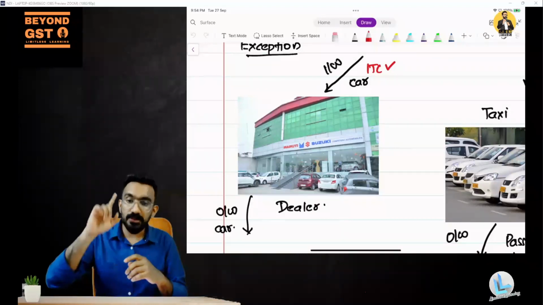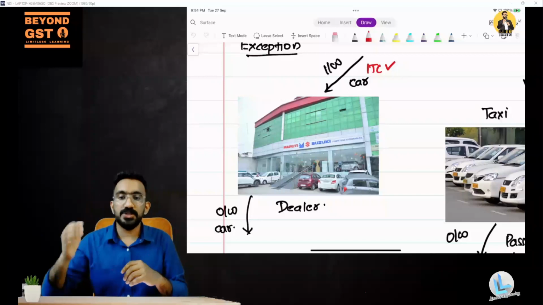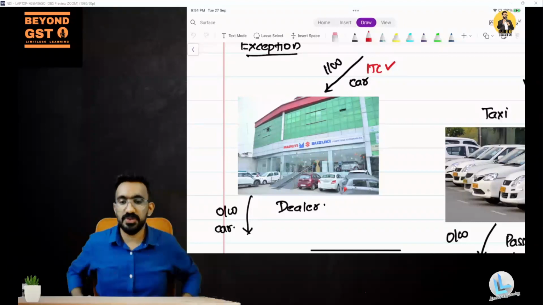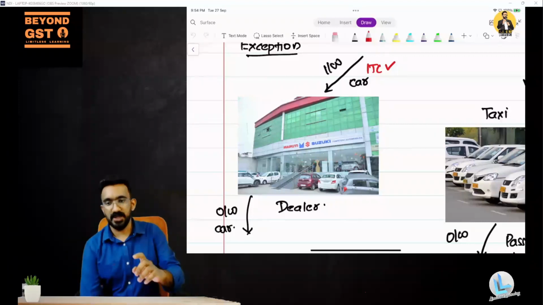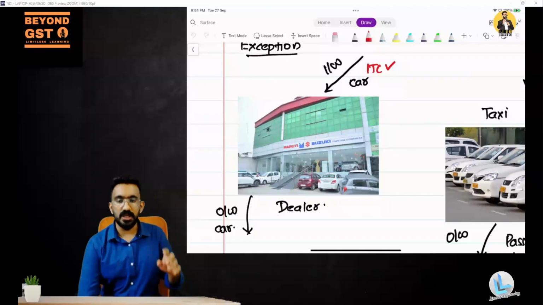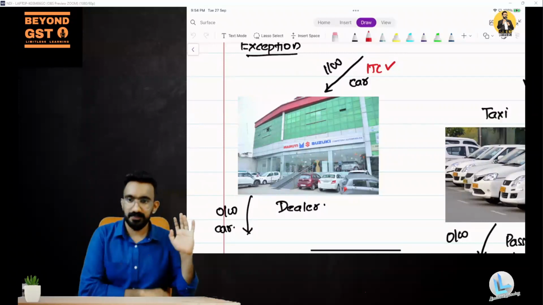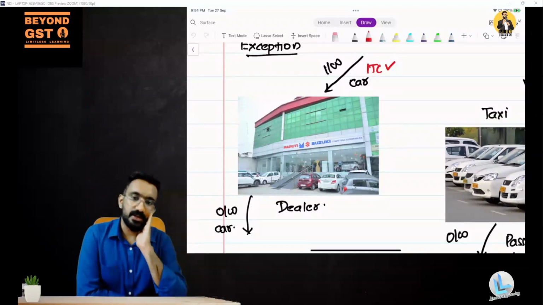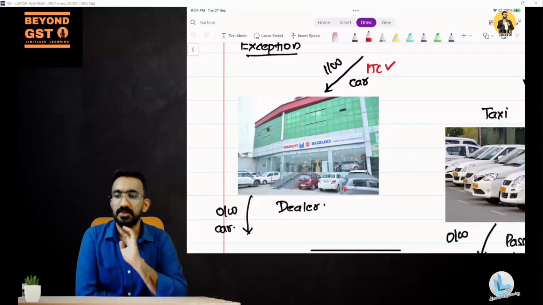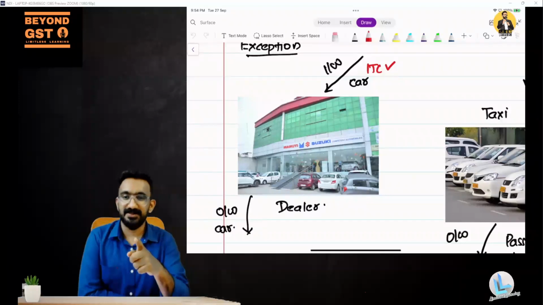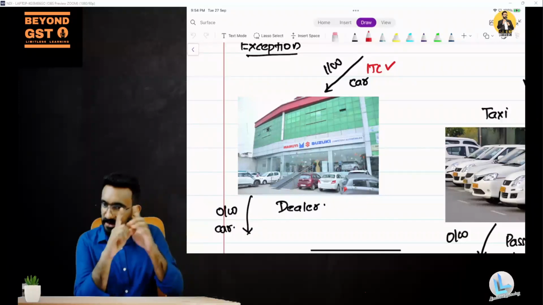Now, the Maruti Suzuki dealership has used one of these cars for transportation of their regional manager. So the dealership has purchased the Swift car from Maruti, and it is used for transportation of their regional manager. Now, can they take credit of that car? No, that is blocked, because that car will be treated as an asset. Then it will come under blocked credit. Are you understanding the context?